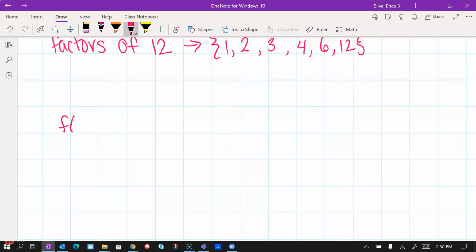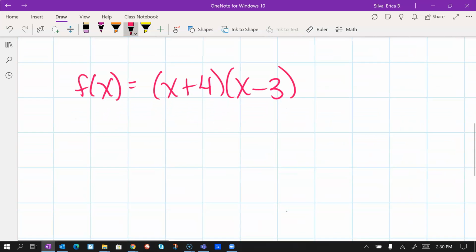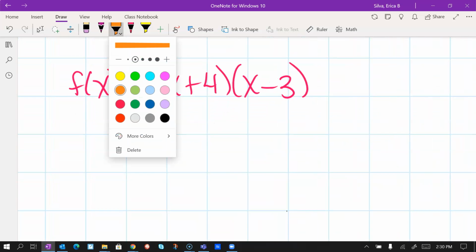So let's look at this example. We're going to multiply x plus 4 times x minus 3. Hopefully you guys remember this from freshman year. If not, I'm going over it again. No problem, because it's been a while. When we factor, some of you guys use the box method. We're not going to use the box method. We're going to use double distributive.